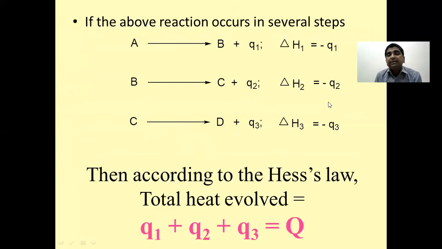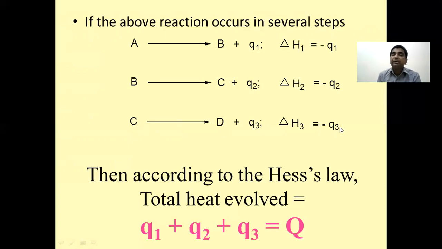Now, alternatively, the same conversion can occur through several steps. It is conversion of A into B with the liberation of Q1 amount of heat. Delta H1 is equal to minus Q1 here. The second step might be conversion of B into C, with the liberation of Q2 amount of heat, that is delta H2 is equal to minus Q2, and conversion of C into D with the liberation of Q3 amount of heat, that is delta H3 is equal to minus Q3.